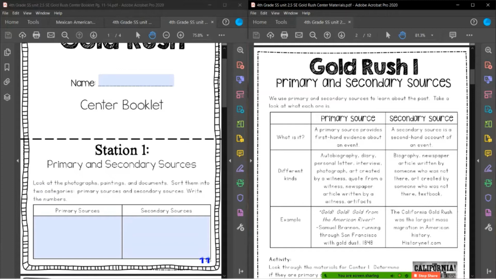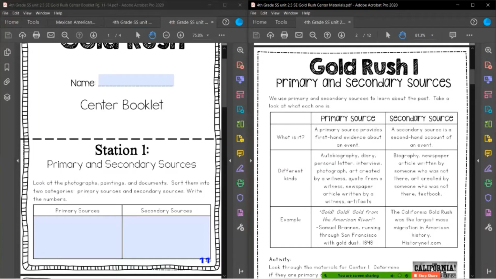Now, secondary sources are secondhand accounts. So it's when you're hearing it from somebody else. You weren't there yourself, someone who was there told you about it. So a biography, right, the story about somebody else's life, a newspaper article written by someone who was not there, art created by someone who was not there, a textbook. So things that came after or from people who were not physically present, they didn't actually see it with their own eyes or hear it with their own ears or say it with their own mouths. Those are considered secondary sources.